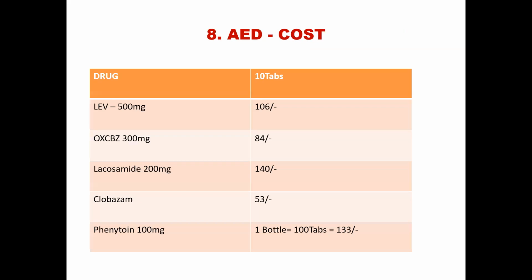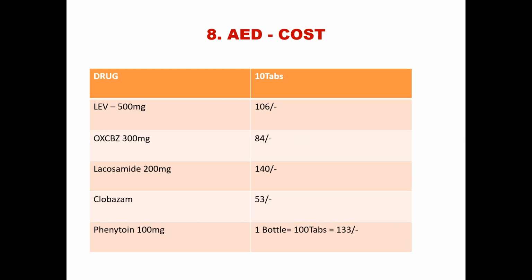Whenever you are starting an anti-epileptic drug, you should always inform, as all of you know, most of us will be working in the government sector. Patients will be poor, and they cannot afford the drugs for at least a period of 2 years. Because of that, you should always explain the cost of the drug. For example, levetiracetam 500 milligram, 10 tablets, will be around 106 rupees. For a month, it will cost around 600 to 700 rupees.